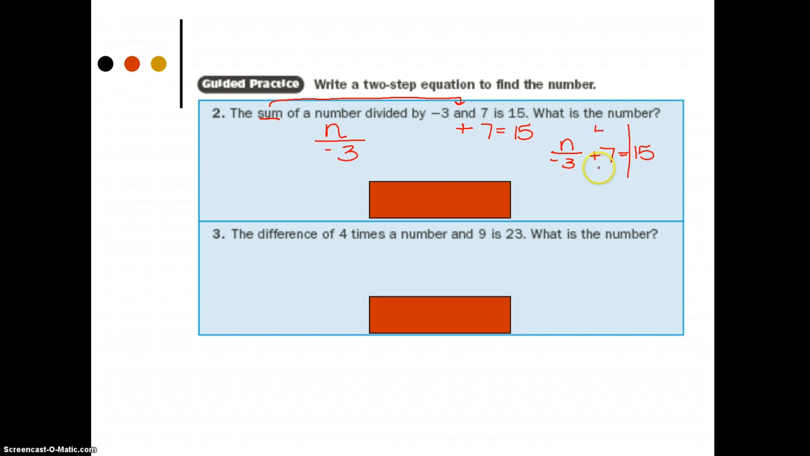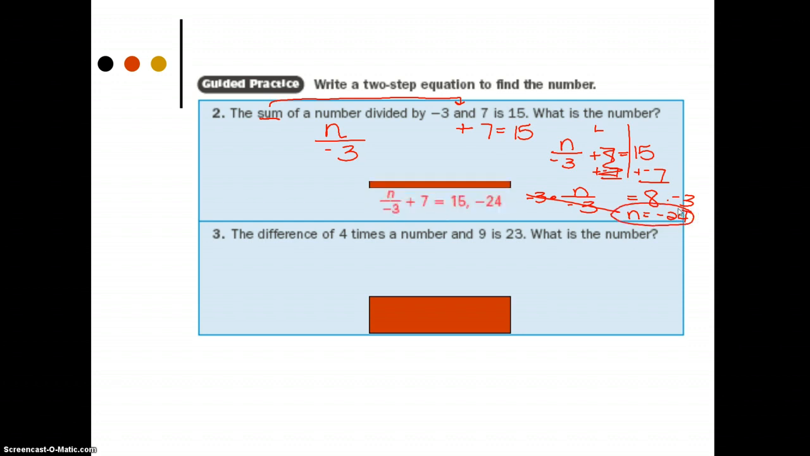Left side has the variable, so we clear the negative 3 and the 7. The constant is 7, so let's add negative 7. End up with 8, 7s cancel, n divided by negative 3. Opposite of division, or the inverse of division, is multiplication. Multiply both sides by negative 3. n equals negative 24. See, that's the answer right here after the comma.